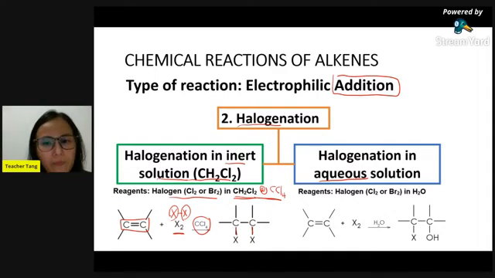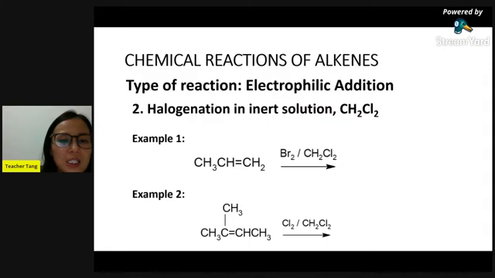For halogenation in aqueous solution, aqueous means that the solvent is water. So water will affect the product. How to predict the product? Later on we are going to look at it. It is also based on Markovnikov's rules. Now we move on to look at an example of halogenation in inert solvent first.